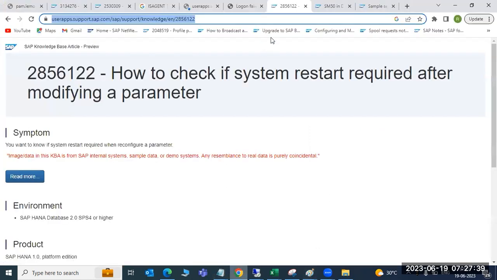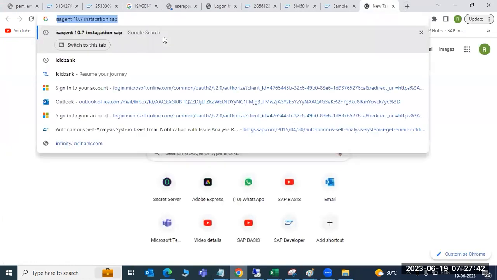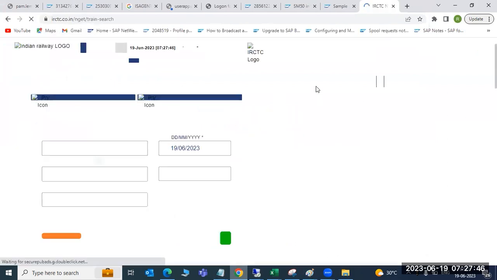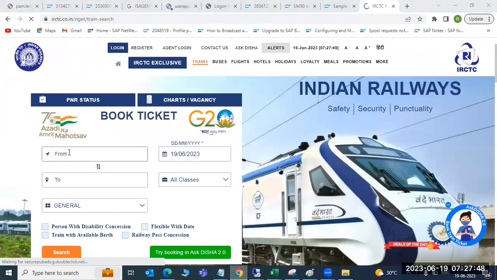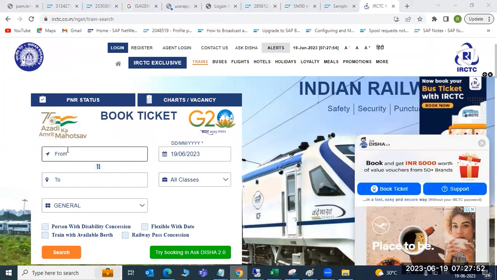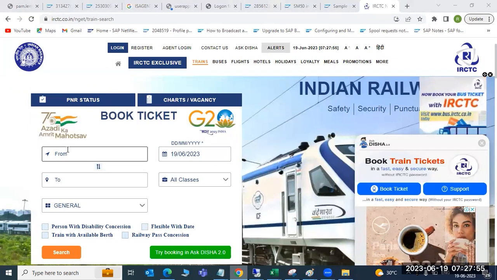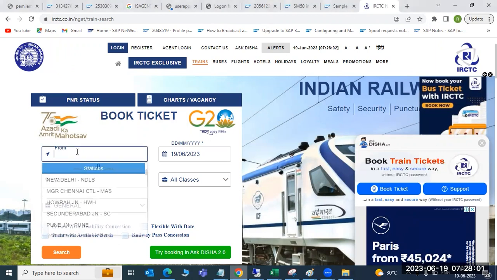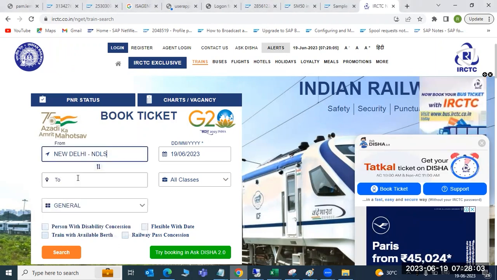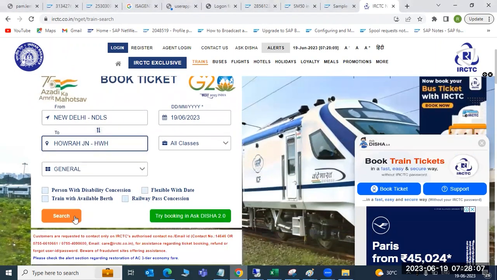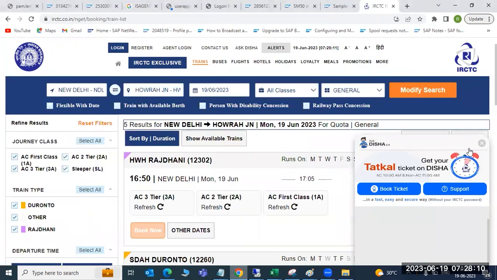Take an example. We all know the IRCTC application. This is especially running on the HANA database. Previously, how was the IRCTC? It took a longer time to pull the data, for ticket booking, everything. But nowadays it's very fast. Even if you just search and click, you immediately get the results.